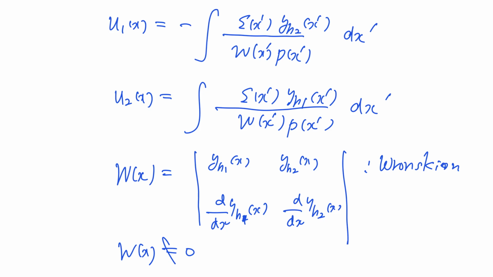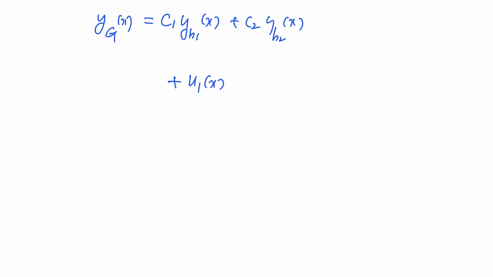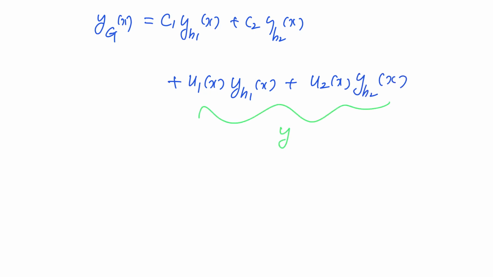So then the general solution is the following. C1 yh1(x) + C2 yh2(x) + u1(x) yh1(x) + u2(x) yh2(x). So these are particular solutions.